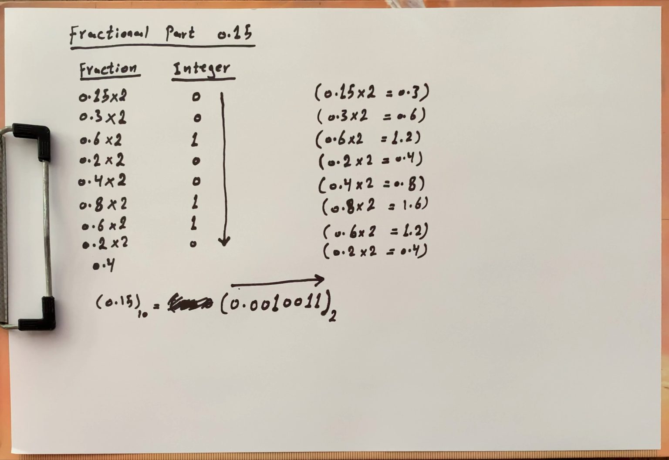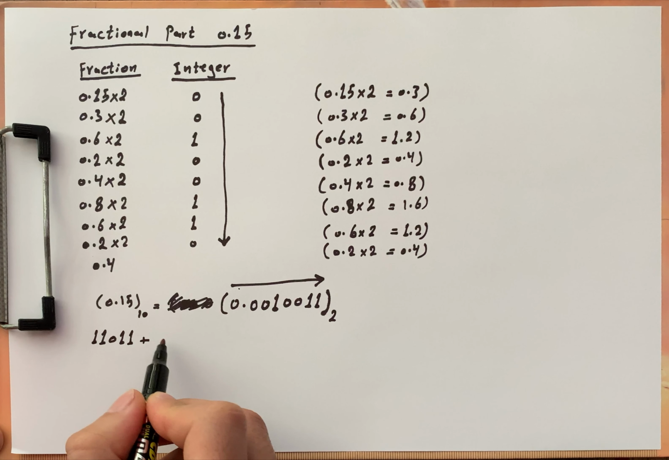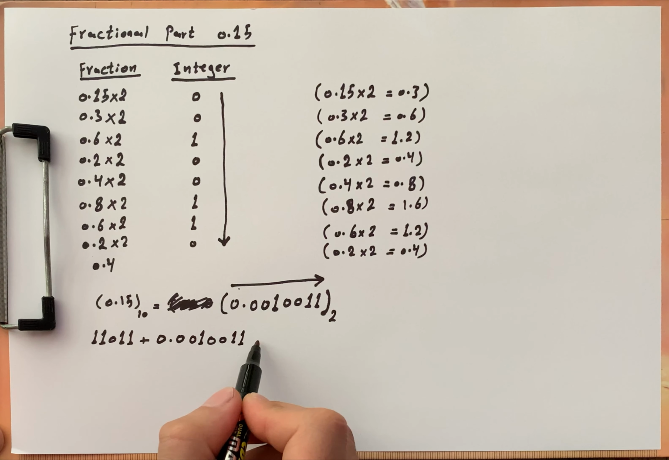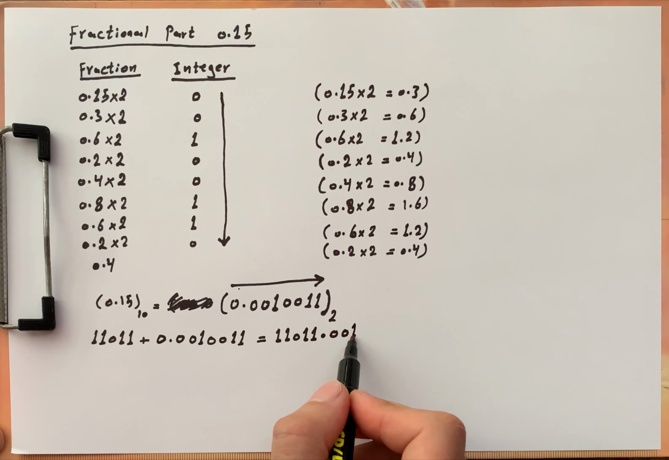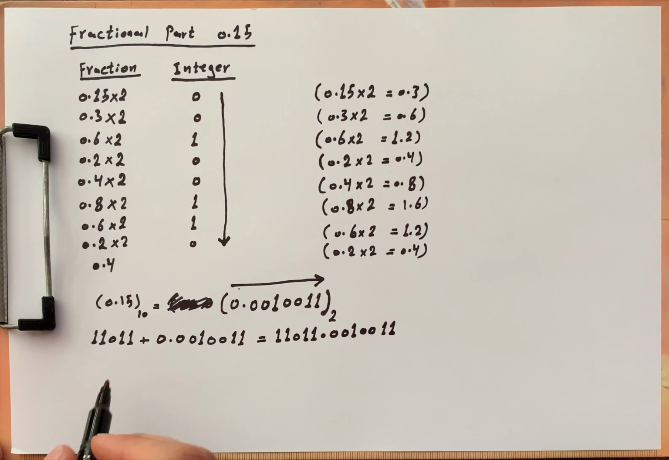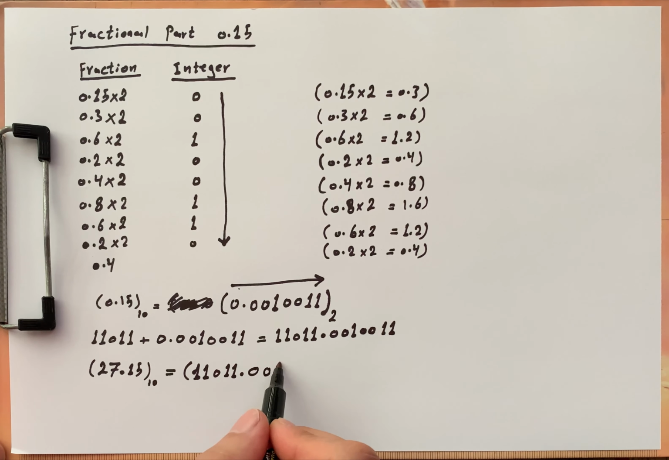The converted integer part for 27 was 11011 plus the converted fractional part is 0.001011, and this is equal to 11011.001011. So the number 27.15 in decimal is equal to 11011.001011 in binary.